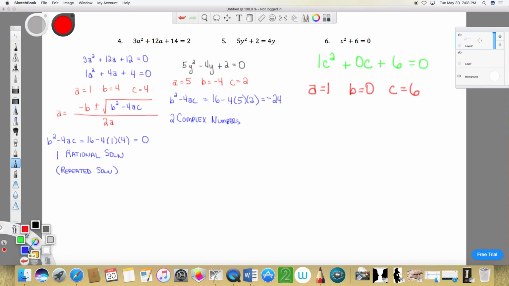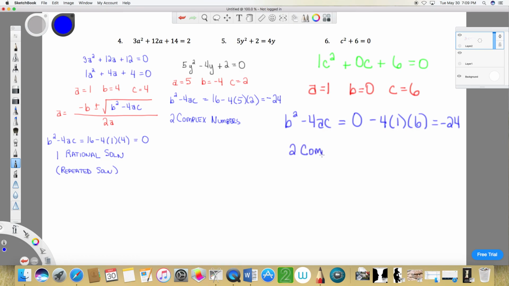The discriminant, we know the formula for the discriminant. It's B squared minus 4 times A times C. 0 squared is 0. Minus 4 times 1 times 6. That's a negative 24. Within the set of real numbers, we can't take the square root of negative 24. So this is going to give us two complex numbers like the last problem would have.